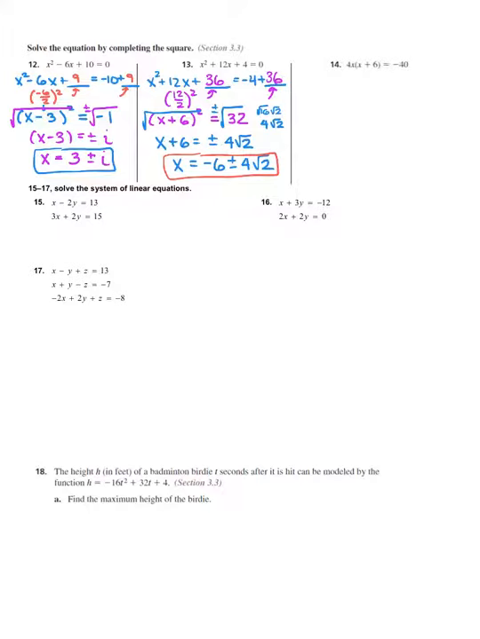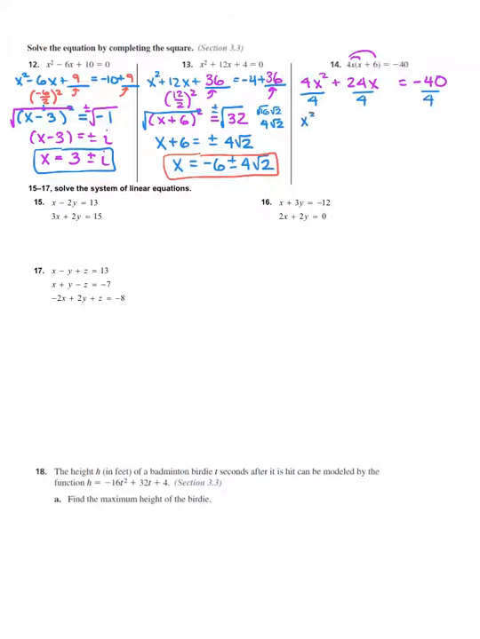All right, this next one, it's like, what? It looks a little bit crazy. So you want to put it in a form that is a little more familiar. So we're going to distribute, and we have 4x squared plus 24x equals negative 40. Now you cannot complete the square when you have a coefficient other than 1 in front of your squared term. So luckily, everything in this problem is divisible by 4.